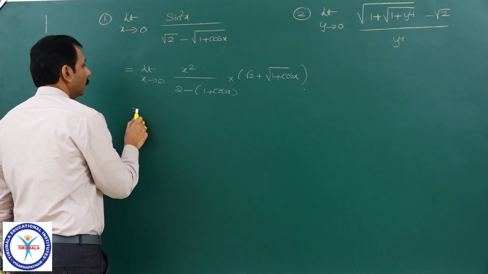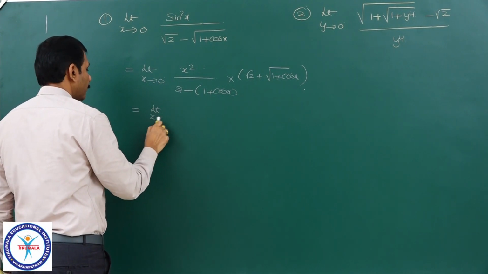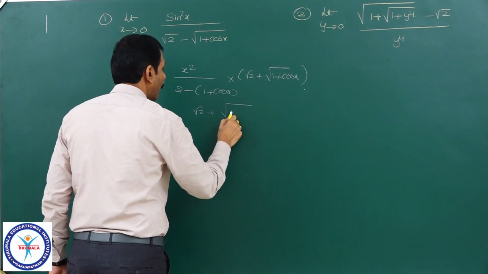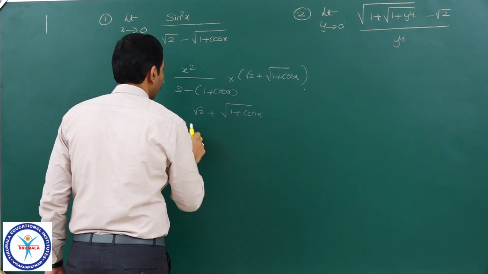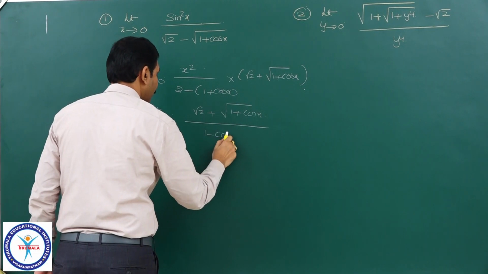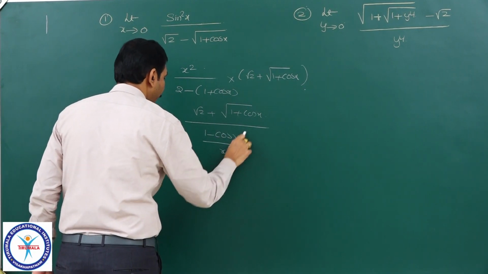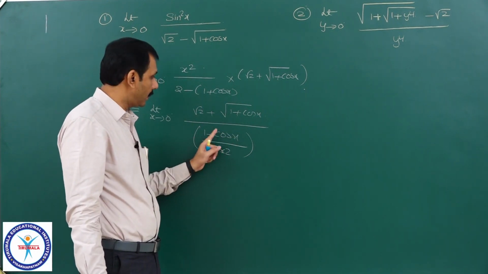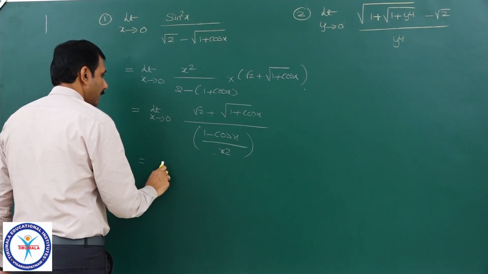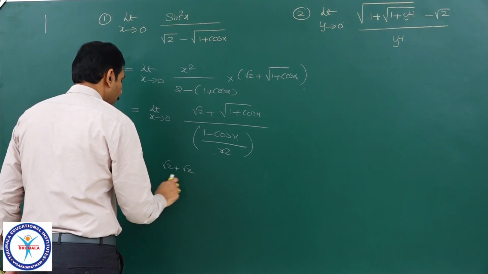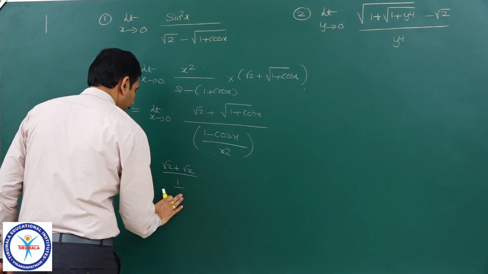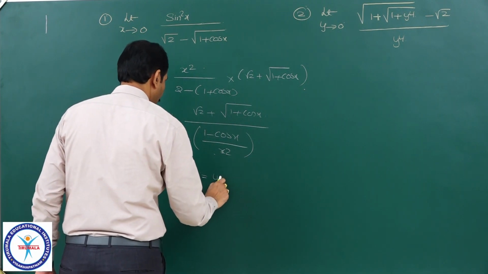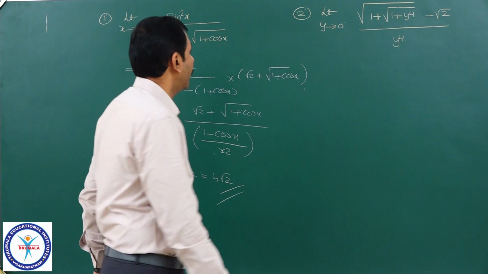It is equal to limit x tends to 0 of numerator root 2 plus root of 1 plus cos x, by denominator 1 minus cos x, by x square I am writing in the denominator. Now, 1 minus cos x by x square is 1 by 2 only. Numerator it is root 2 plus root 2, by 1 by 2. It is 2 root 2 by 1 by 2, which means it is 4. Next, let us see this.